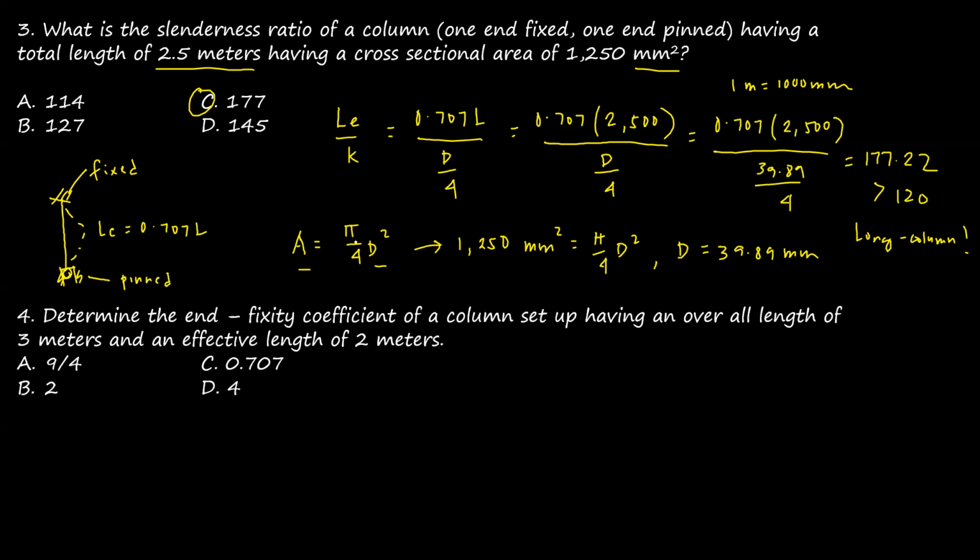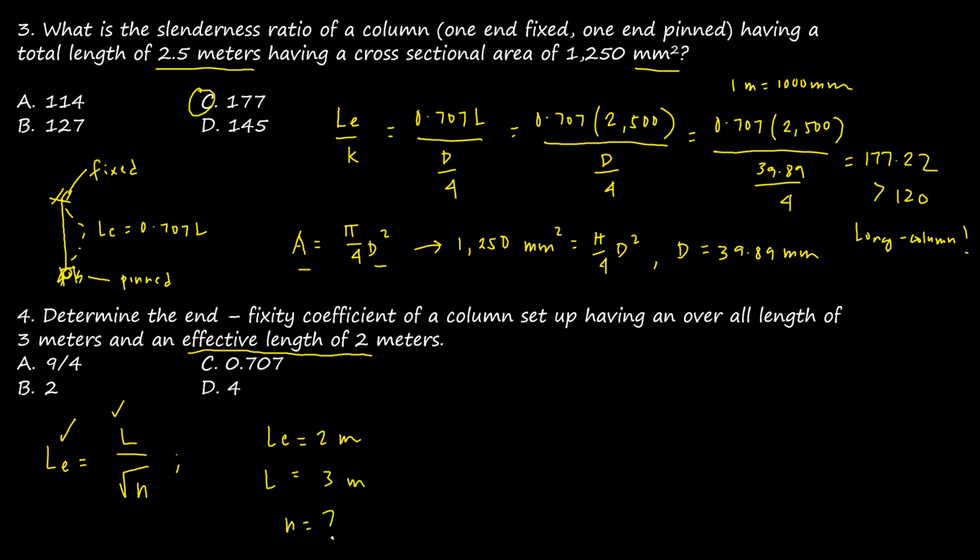Okay, so number 4. Determine the end fixity coefficient of a column set up having an overall length of 3 meters and effective length of 2 meters. So way back in our other slides, we all know that the formula that involves the end fixity coefficient is effective length is equal to total length over square root of end fixity coefficient. So in order for us to get this n, these two should be present, the effective length and the total length. So let's find the effective length first. It says here at the end, the effective length is 2 meters and the total length is 3 meters.